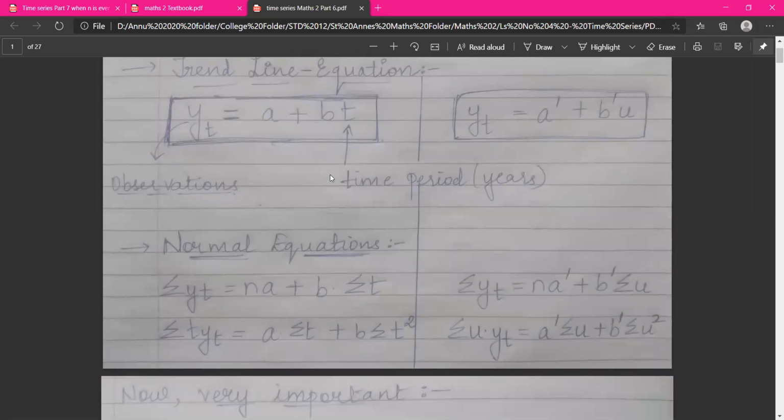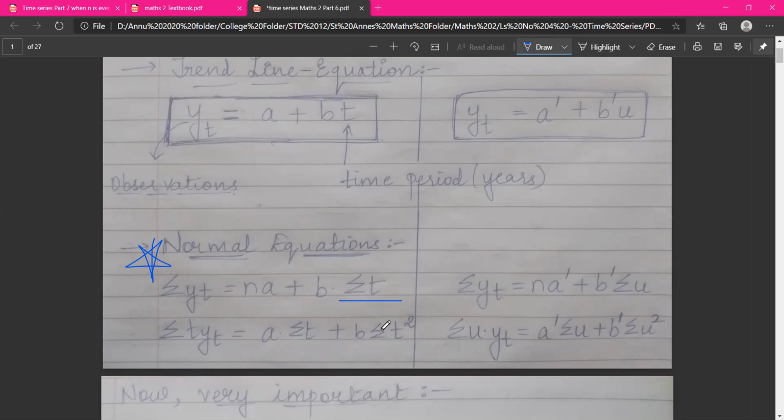Now, as I explained to you last time, this particular equation depends upon two normal equations. So the two normal equations are summation yt is equal to n into a plus b into summation t, and summation t into yt is equal to a into summation t plus b into summation t square.